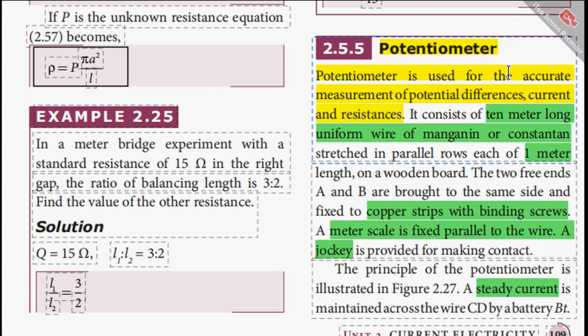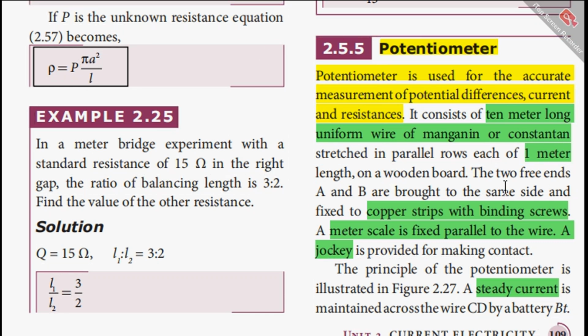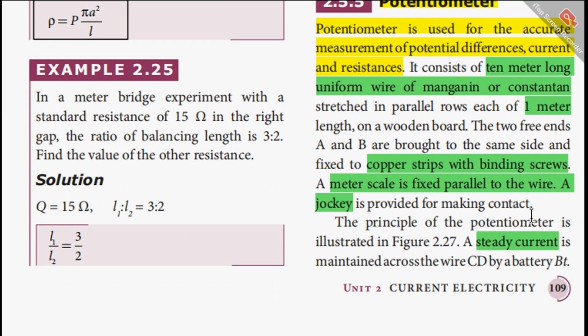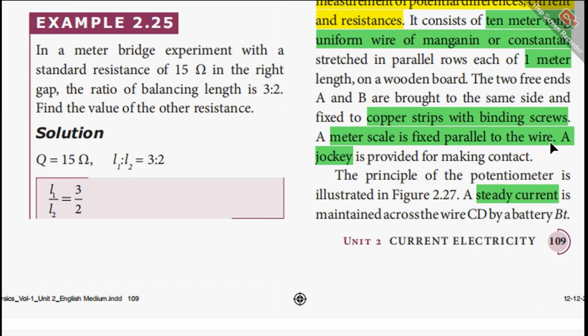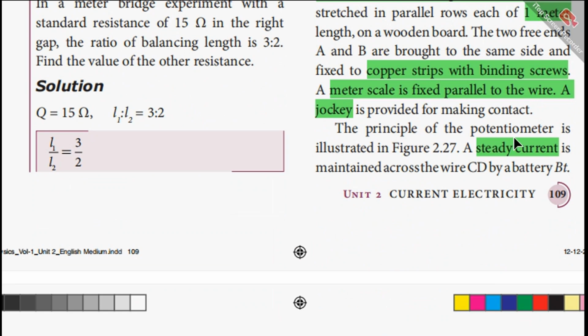This is an instrument which is used for the accurate measurement of potential differences, current and resistances. This instrument consists of a 10-meter long uniform wire of manganin or constantan, set in parallel rows, each of 1 meter length, on a wooden board. The two free ends A and B are brought to the same side and fixed to copper strips with binding screws. A mirror scale is fixed parallel to the wire. The jockey is provided for making contact.